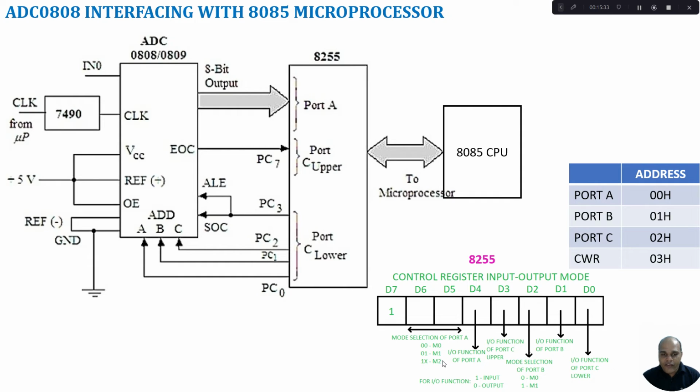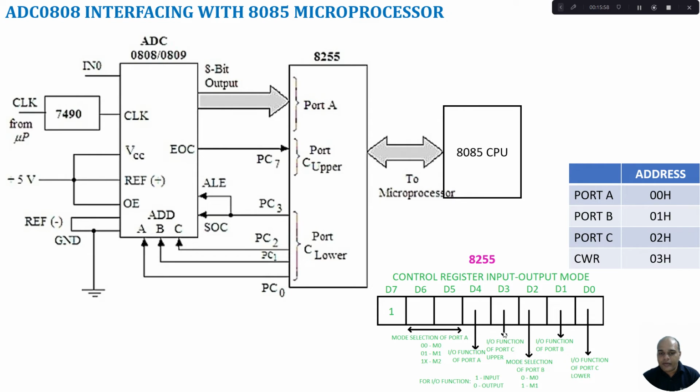So here for our program, we are going to use the port A in a simple IO mode. So that is 0, 0. We try to use it here. And what is the function for port A? We are going to use it as an input, because the digital data from the ADC0808 will come as an input to the 8255. So we are going to provide it with 1 here in D4 bit.